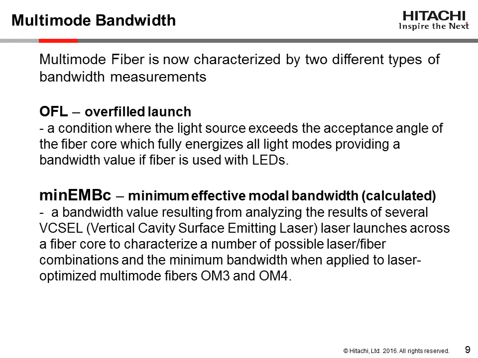Min-EMBC is a bandwidth value resulting from analyzing the results of several VCSEL, vertical cavity surface emitting lasers, launching across a fiber core, using the extremes of standard allowable laser sources, to characterize a number of possible laser/fiber combinations and determine, by calculating, the minimum bandwidth value when applied to laser-optimized multimode fibers, OM3 and OM4. An LED launch and a VCSEL launch is easier to understand in looking at the next slide.